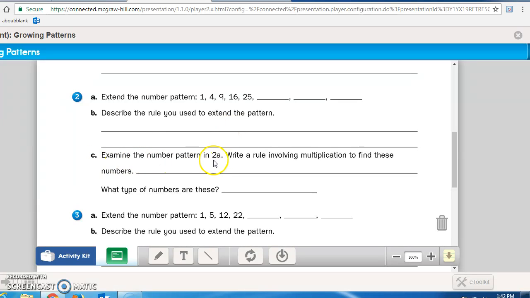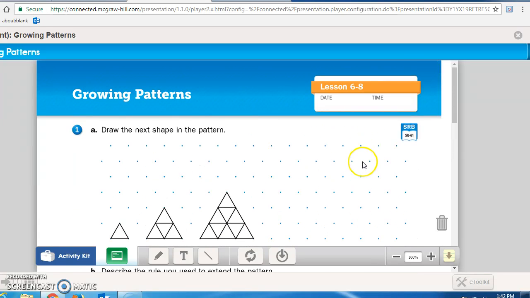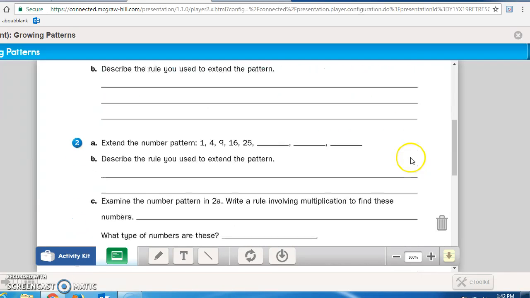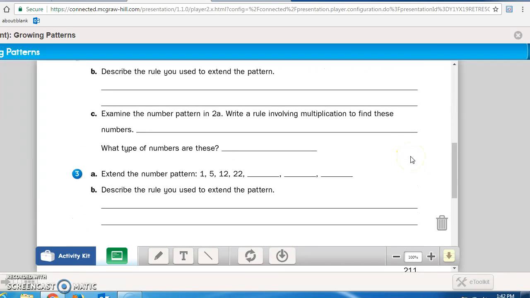Examine those number patterns in 2A up here. Write a rule involving multiplication to find these numbers. And what type of numbers are they? Remember, if you get stuck, there always is a little box up here where you can go look in your student reference book, page 58 to 61, to help you out. Pause the recording and do problem 1 and 2.